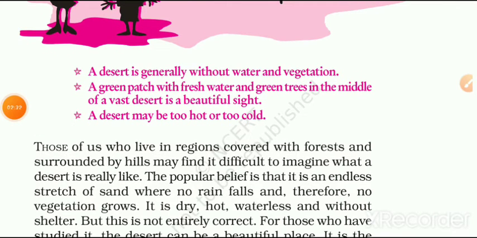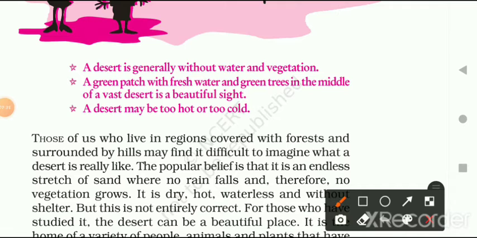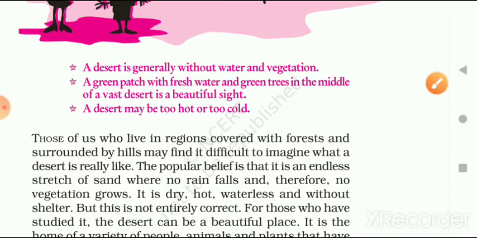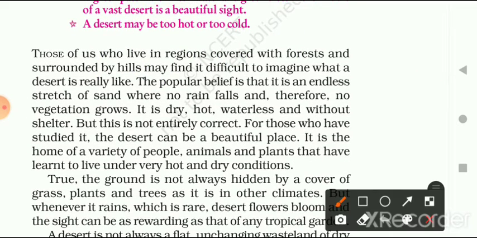First of all, let's read the points that are given here. A desert is generally without water and vegetation. A green patch with fresh water and green trees in the middle of a vast desert is a beautiful sight. A desert may be too hot or too cold. So these are the points that we are going to read in this chapter. Let's start reading the chapter and then we will do the explanation part.